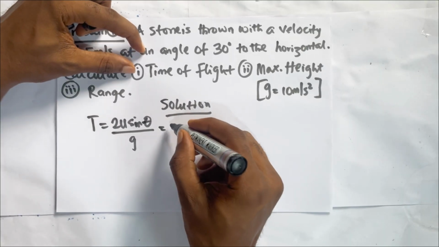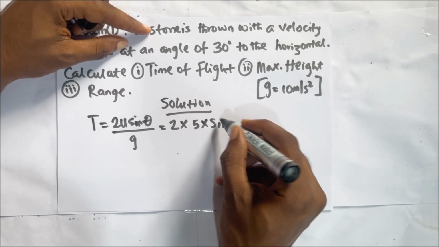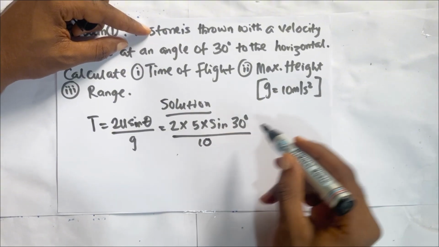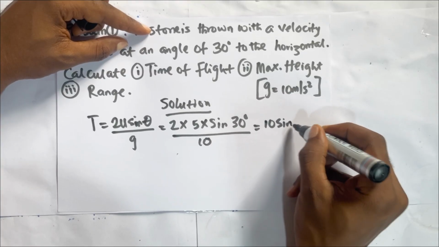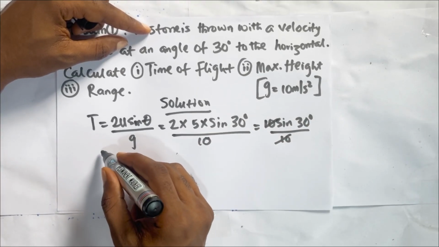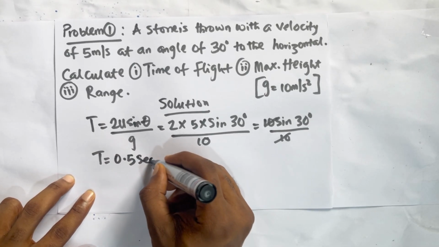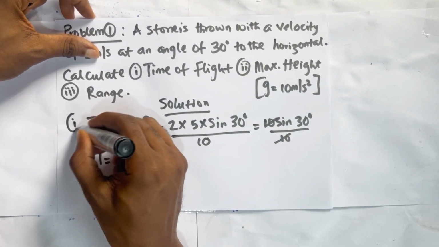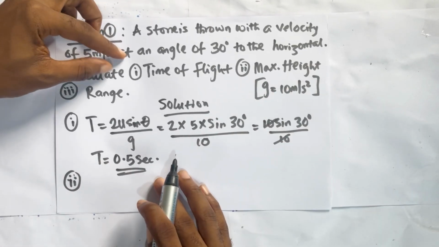So therefore, 2 times the velocity, which is 5, times sine 30 degrees, divided by 10. If we multiply this, we'll have 10 sine 30 degrees divided by 10. 10 will cancel 10. So sine 30, given as 0.5, gives 0.5 seconds. Please take notes. Now, this is for the time of flight.